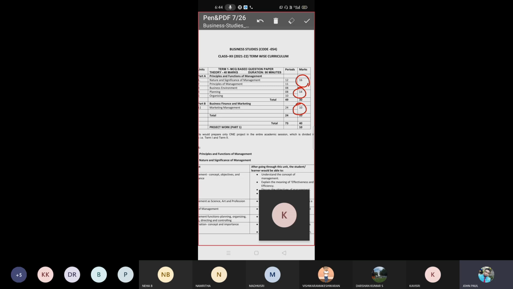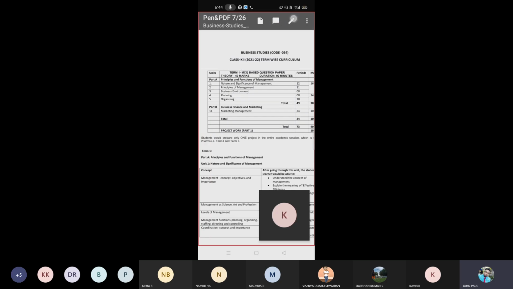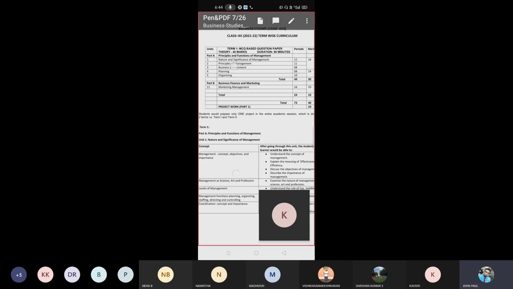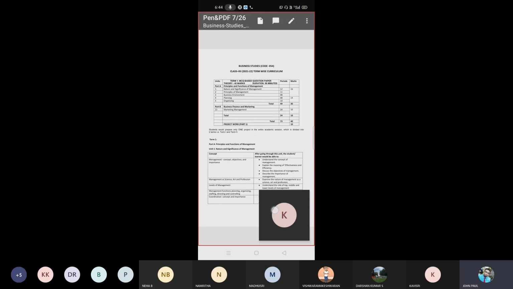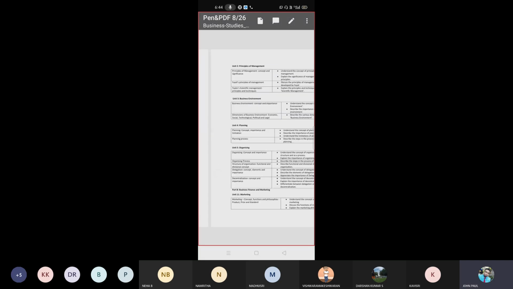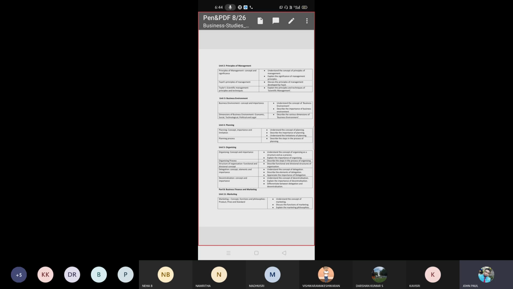So the entire syllabus is divided into two terms, term one and term two. Term one consists of an MCQ based question paper, and term two consists of a subjective type question paper. So student will prepare only this syllabus as given here. Principles of management, business environment, planning, organizing. So this is marketing.